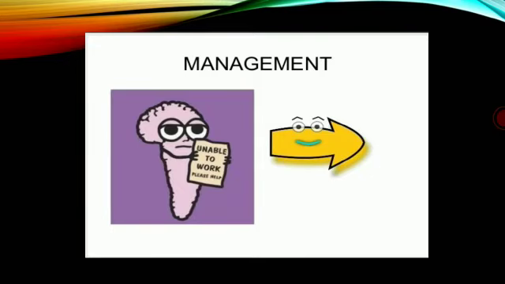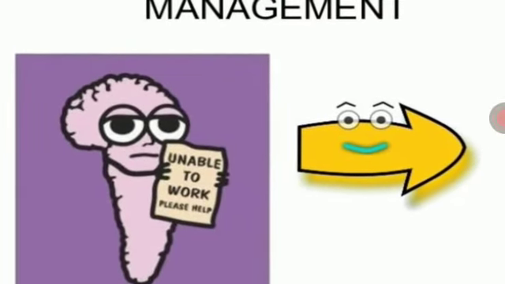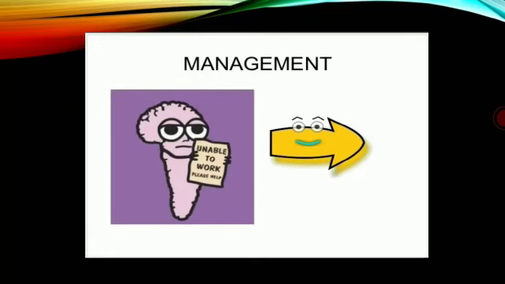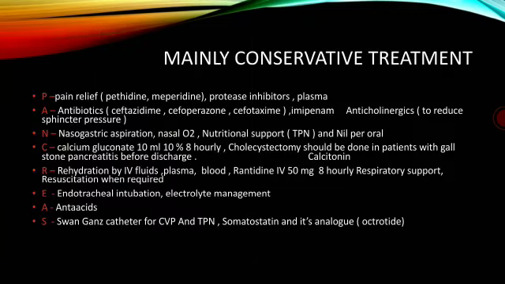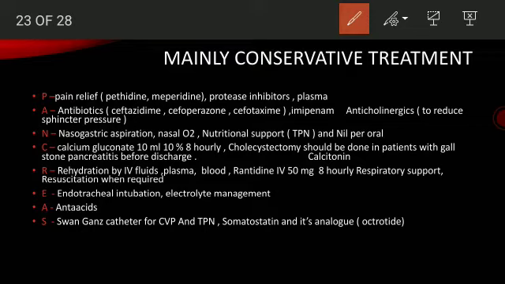So what is our pancreas saying? It is unable to work, please help. So how will we help the pancreas? It mainly includes conservative treatment. So its name has its treatment. P for pain relief: pethidine, meperidine, protease inhibitors, and plasma. A for antibiotics and anticholinergics. Antibiotics include ceftazidime, cefoperazone, cefotaxime, imipenem, and cephalosporins. Anticholinergics are used to reduce the sphincter pressure.